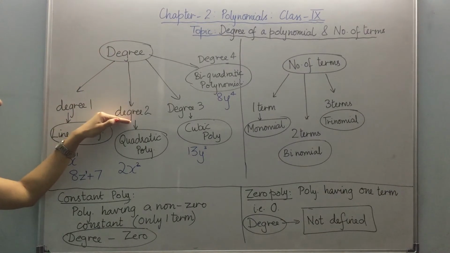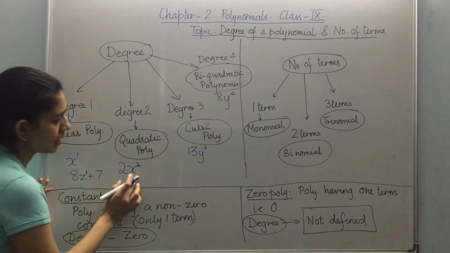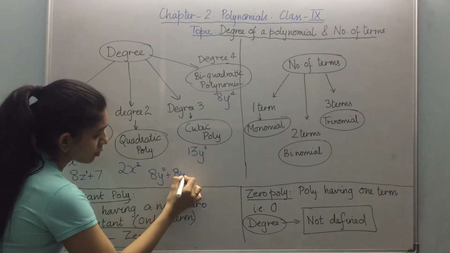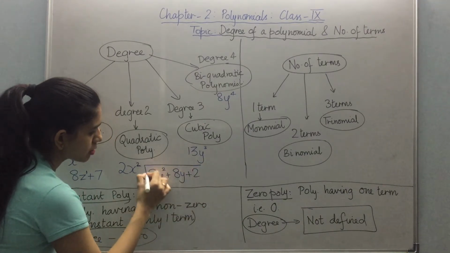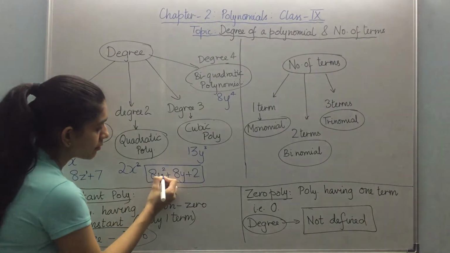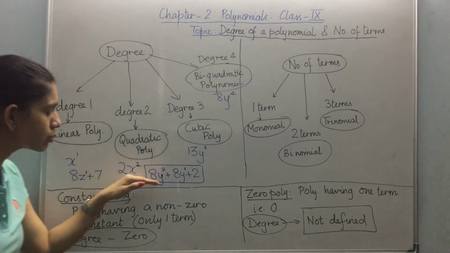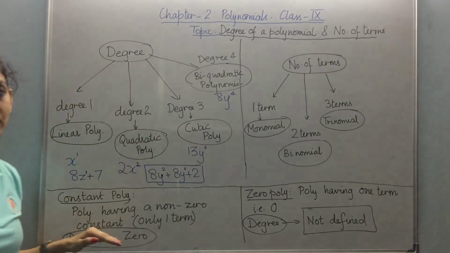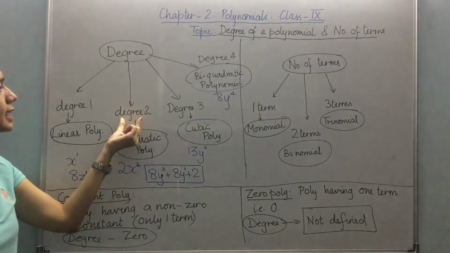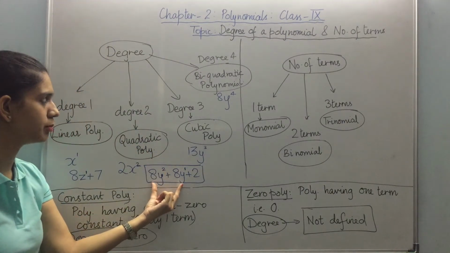Degree 2 is called a quadratic polynomial. For example, 2x square, 8y square plus 8y plus 2. Now, this is also an expression of degree 2. Why? Because here y is having degree 2, here y is having degree 1. So we will consider the highest exponential power. So here highest power is 2. Therefore we say that the degree of the polynomial is 2 and it is called a quadratic polynomial.